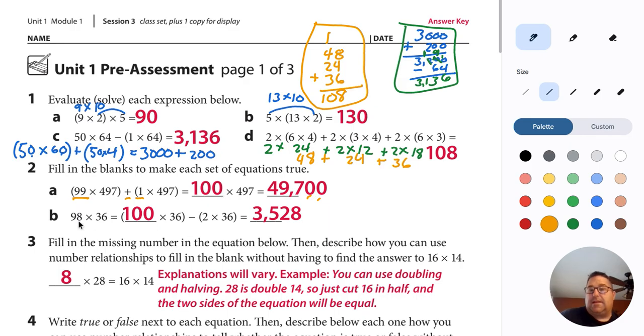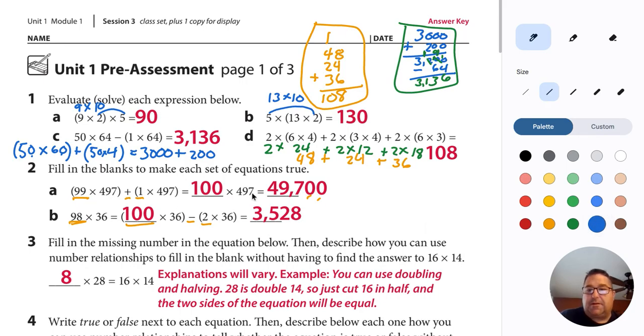All right, next. 98 times 36 is the same as 100 times 36 minus 2 times 36. Okay, this time we're noticing we have a 98 here. We're saying that's the same as 100 minus 2. So if I have 98 groups of 36, I could think about it as 100 groups of 36 minus 2 groups of 36. Just like with letter C on number 1. If I kind of involve it around 100, it might make it easier to solve. And then let's go ahead and just practice that real quick.